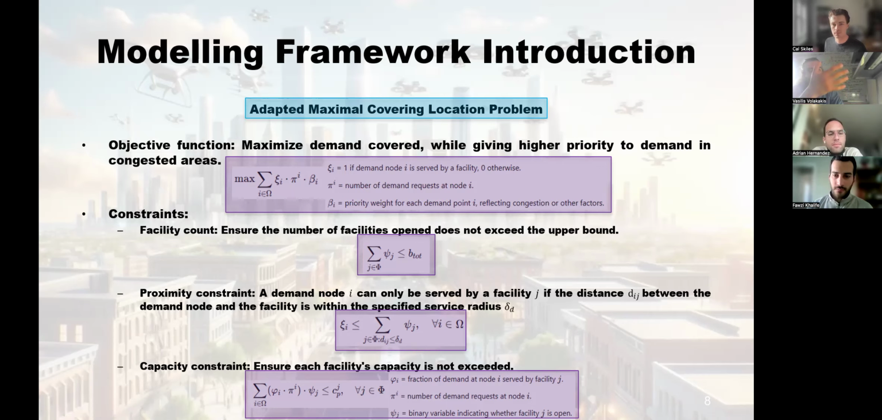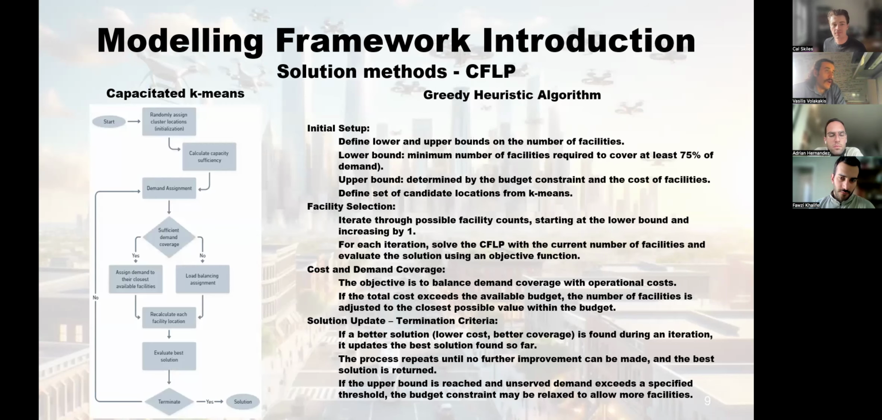And by capacity, we basically mean the service rate or the hourly or daily operations that a facility can handle, which is basically how many aircraft you can have taking off and landing within an hour, for example. And that depends on many parameters.